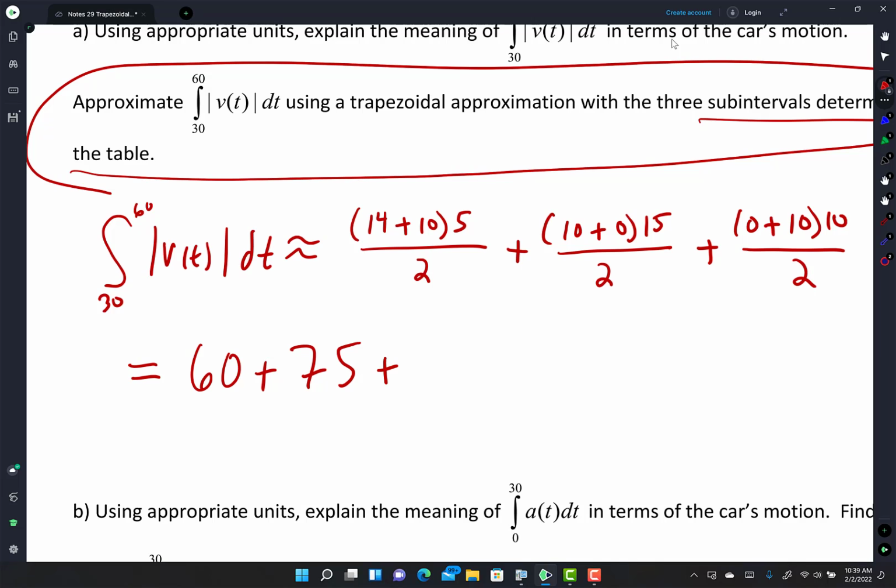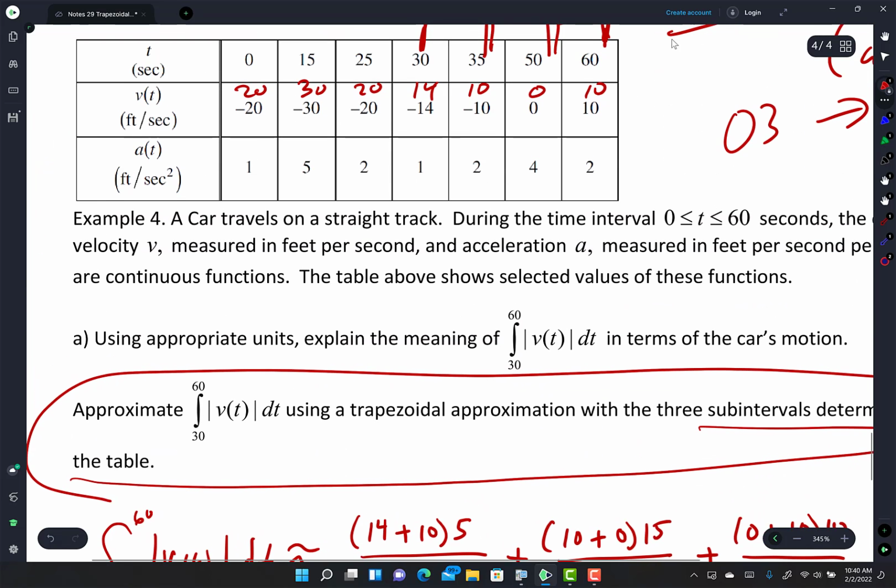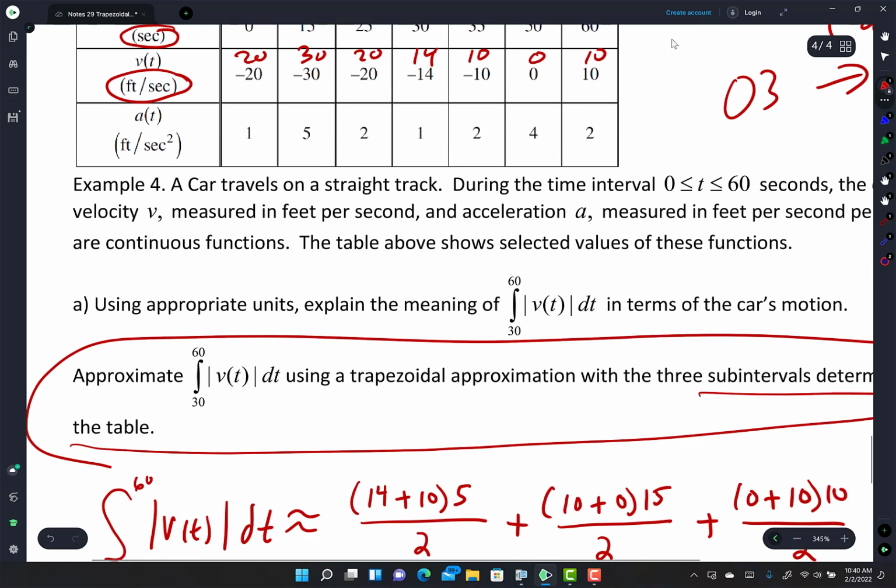Are we okay so far? All right. Then the next one, it doesn't matter, whatever you want to do. 10 divided by 2 is 5. 5 times 10 is 50. Or you can do 10 times 10 is 100 divided by 2. Either way you can do. All right, let's see. I would do 60 and 50, which is 110, plus 75. I want to say it's 185. And I need units. So feet per second times second. What is that?